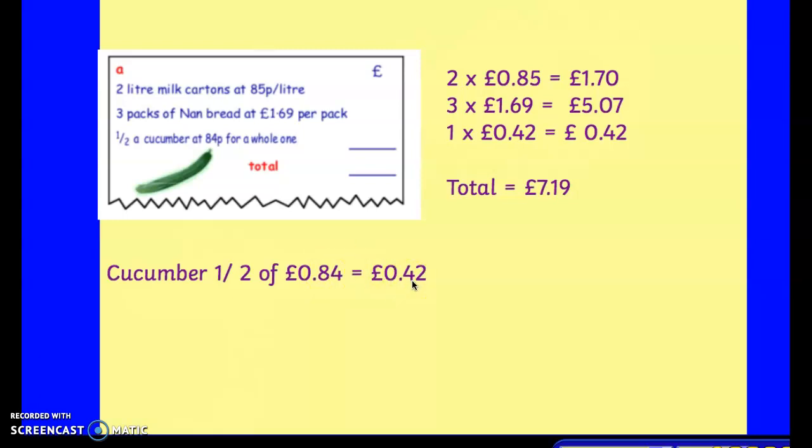Now to get our total for our shopping, we then simply add those 3 items together and it gives us £7.19. The key to this part of the TJ section is you have to read the list carefully. Because every time we go shopping, we might buy 2 items and it's a price per item or a price per weight. We might buy half of something or quarter of something.